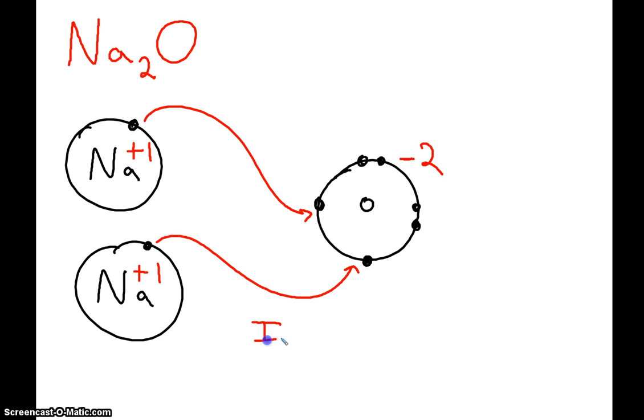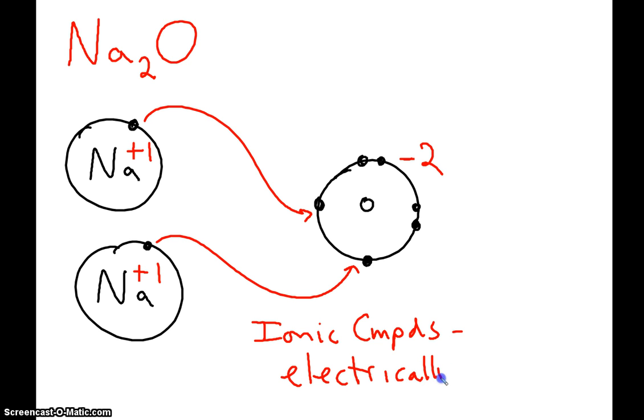So ionic compounds are electrically neutral. So the positive and the negative charges have to cancel out.